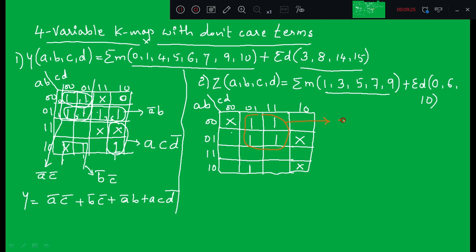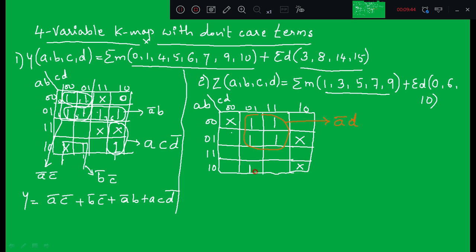If you can't create the largest group, then you take the help of don't cares. It is not necessary that each group should have one or more don't cares, right? So what is the expression for this grouping? It is A bar and D.